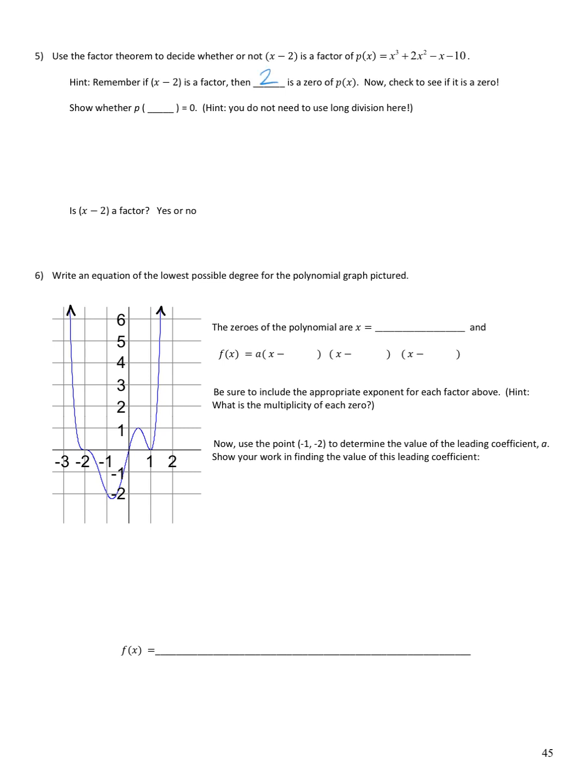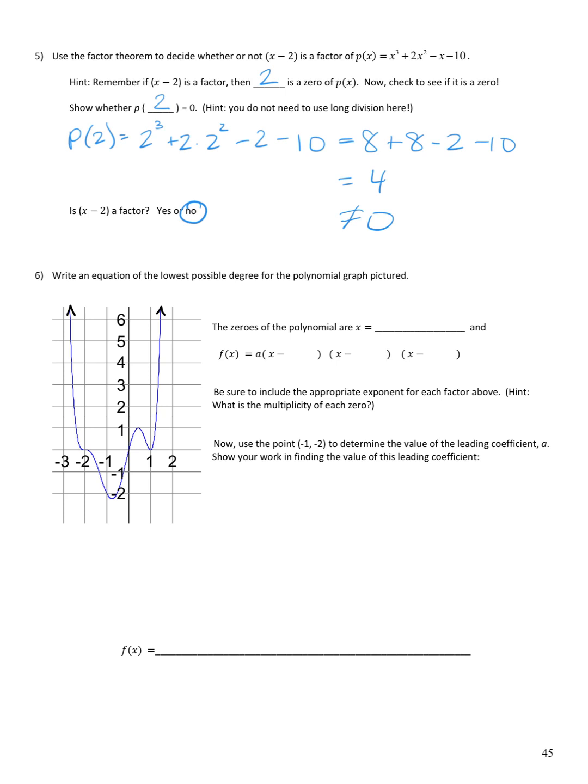And so now I just want to check to see if it's a 0. I want to show whether or not p of 2 equals 0. So p of 2 would be 2 cubed plus 2 times 2 squared minus 2 minus 10. So that comes out to 8 plus 2 squared is 4 times 2 is 8 minus 2 minus 10. So 16 minus 2 is 14. 14 minus 10 is 4. That is not 0. So x minus 2 is not a factor.